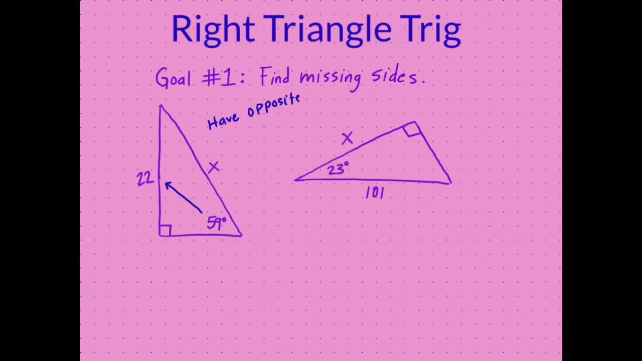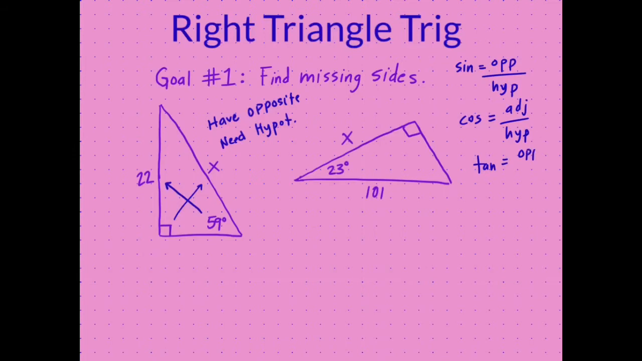When you first learned about sine, cosine, and tangent, you learned about opposite, adjacent, and hypotenuse. I need the hypotenuse. The hypotenuse is always across from the right angle. So I want to use the trig function that involves the thing I have and the thing I need, and it's sine equals opposite over hypotenuse, cosine equals adjacent over hypotenuse, and tangent equals opposite over adjacent. Probably, again, something you've heard before.